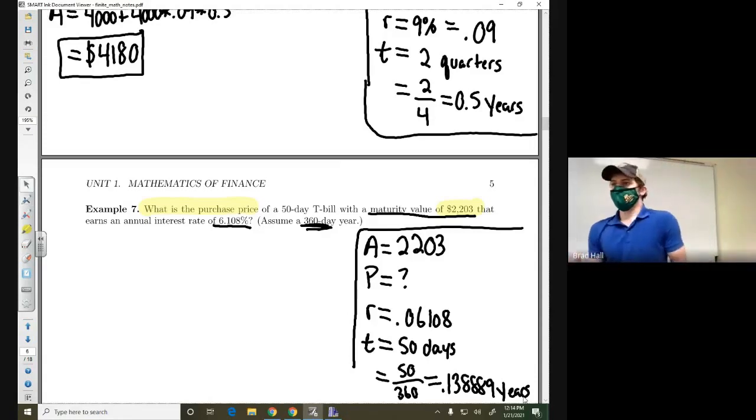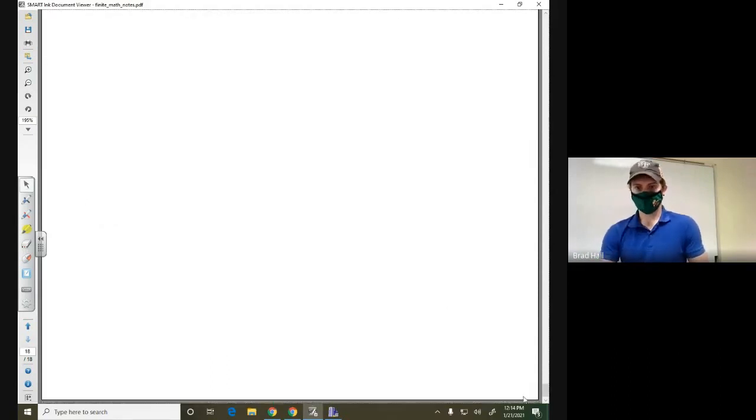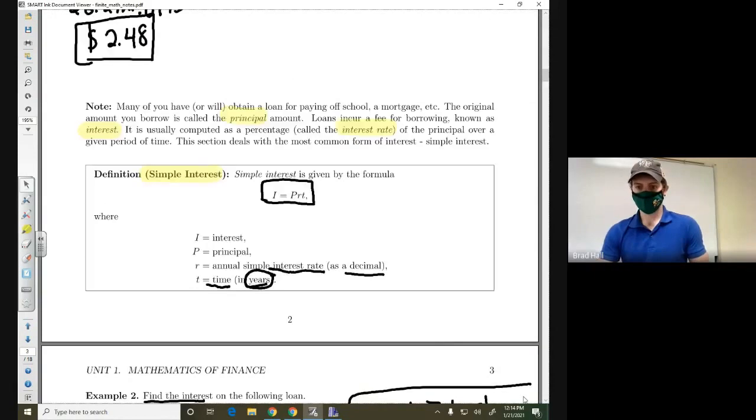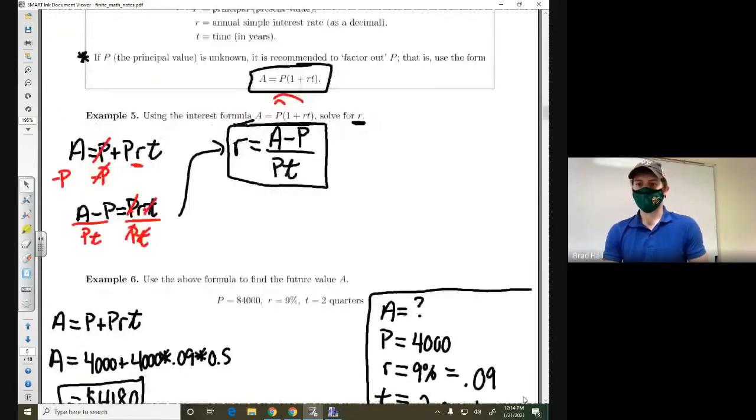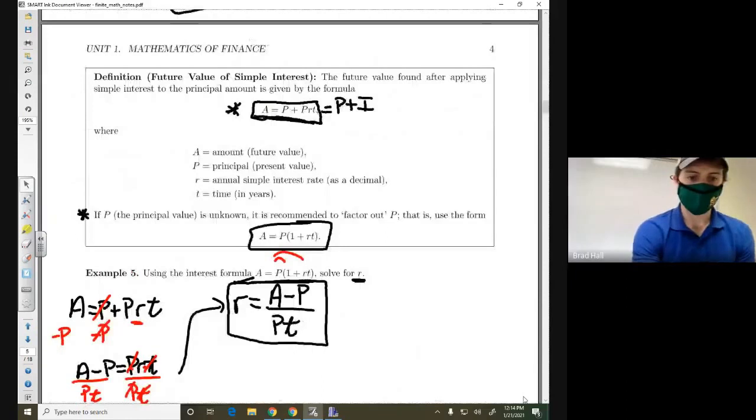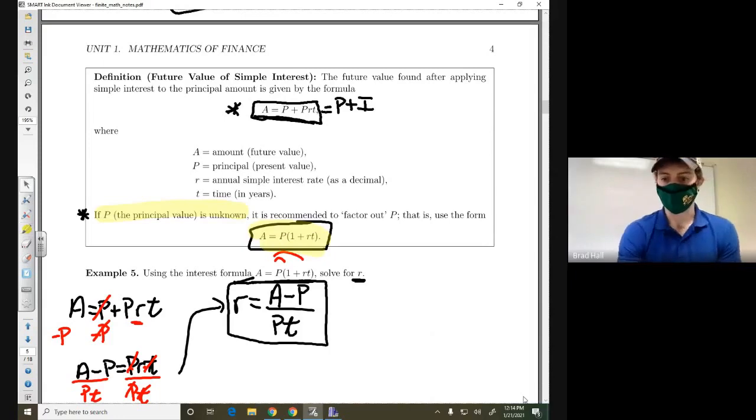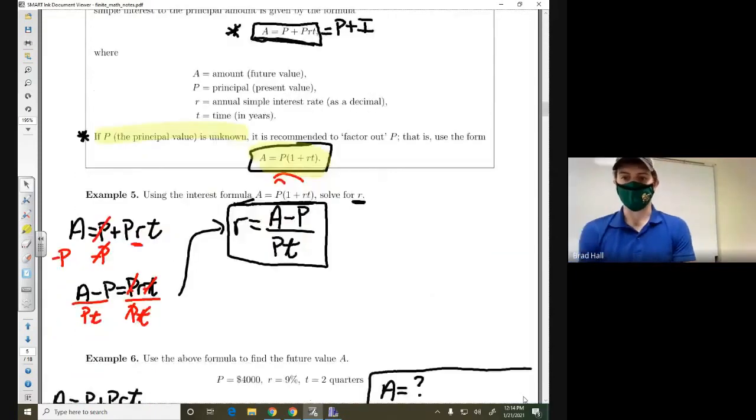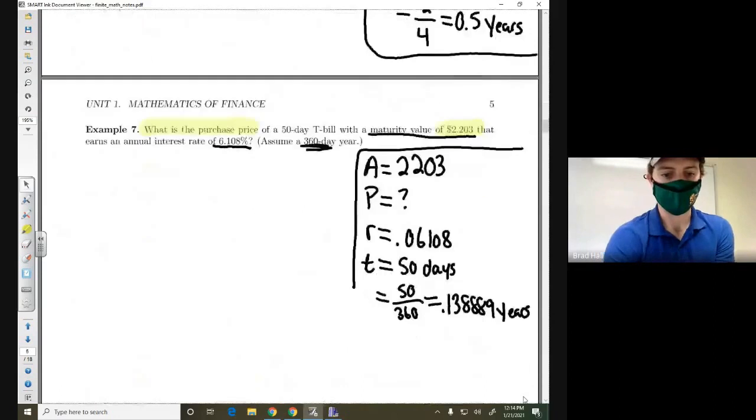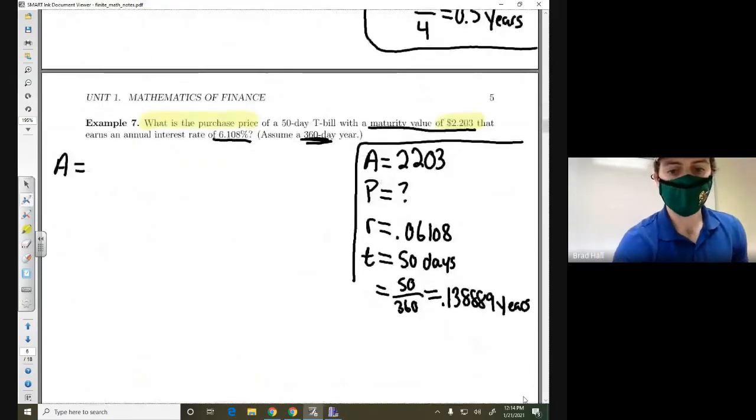Before I start plugging everything into the formula, we have to use the right formula. Remember, the footnote I gave said, if P is unknown, use this one. So I'm using that form instead of the other one, and I'll go ahead and write it down here. A is equal to P, 1 plus RT.